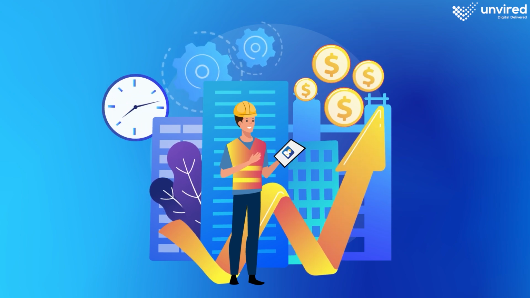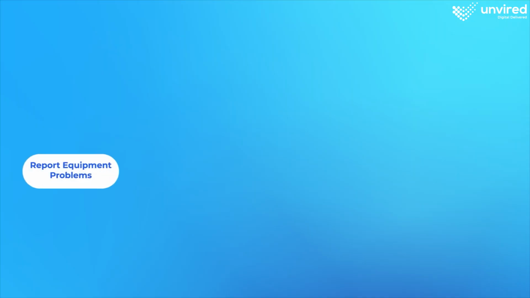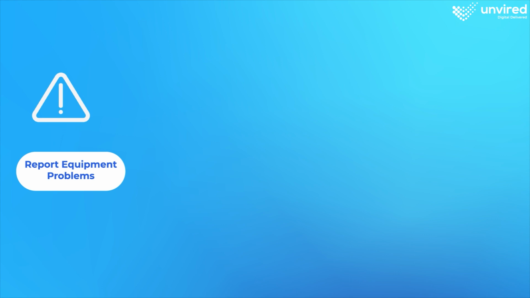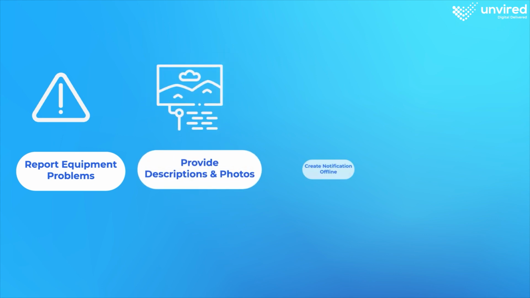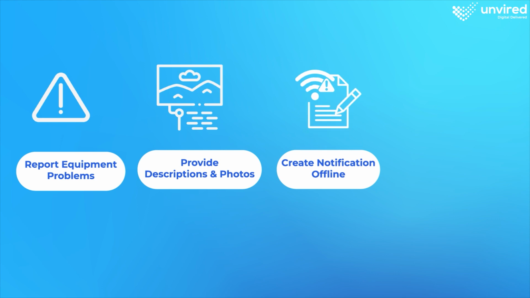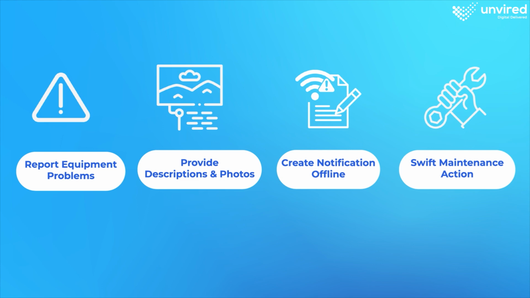With just a few taps on your mobile device, you can instantly report equipment problems, provide detailed descriptions and photos, and create notifications even without internet, enabling swift action from maintenance teams. Let's see how it works.